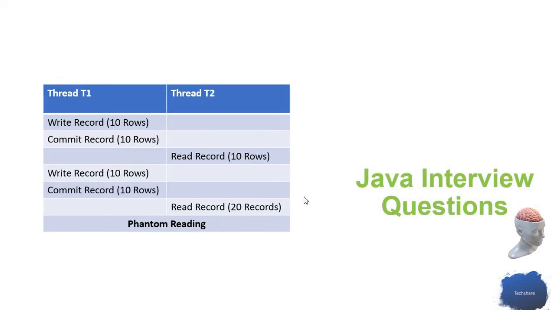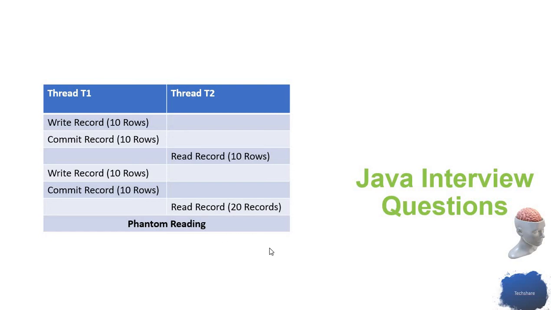The third one is called phantom reading, where each time we read records from a database, we get a different set of records. For example, the first time I read, I get 10 records, and the other thread inserts a few more records. When I read again, I get 20 records. The number of records does not match, which is called phantom reading.